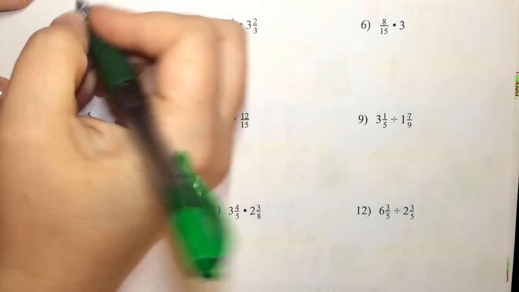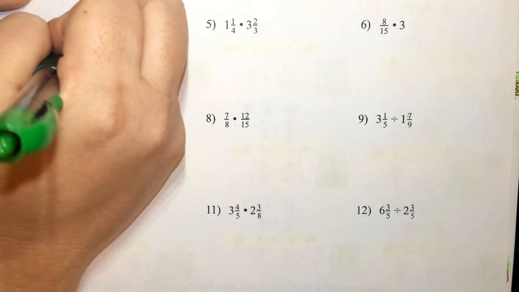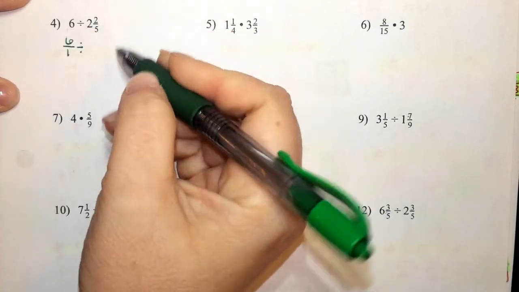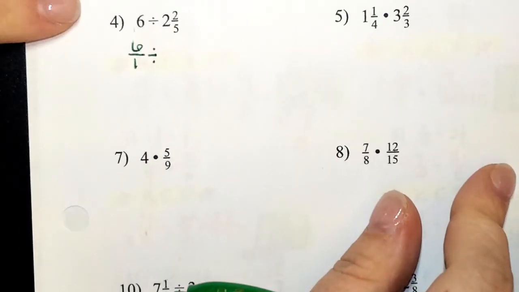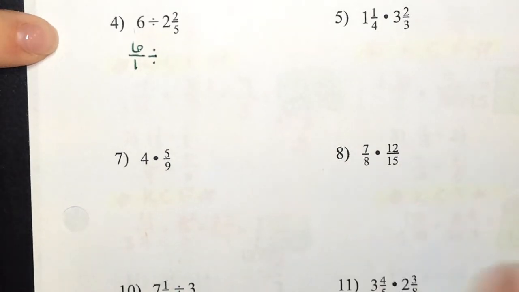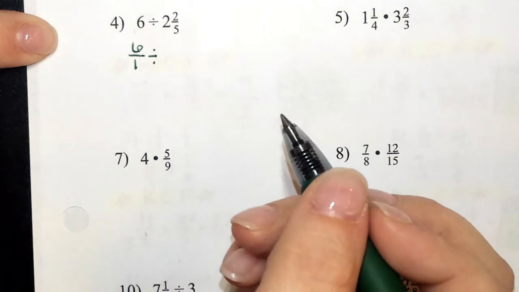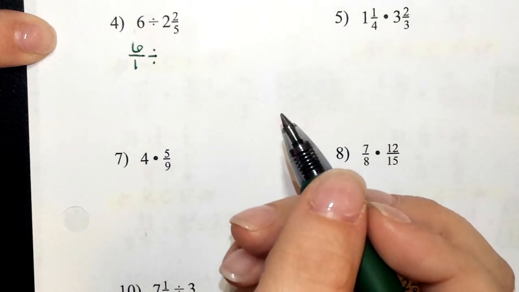Addison. You have to put 6 over 1. 6 over 1 divided by, and what's that next fraction going to change to? Lex? 5 over 12. Turner? 12 over 5.